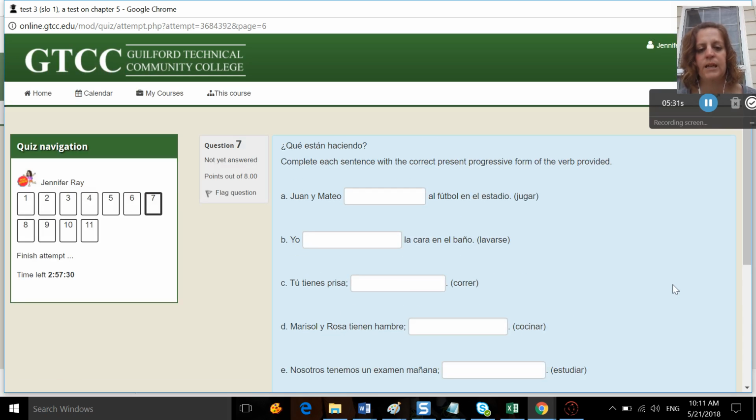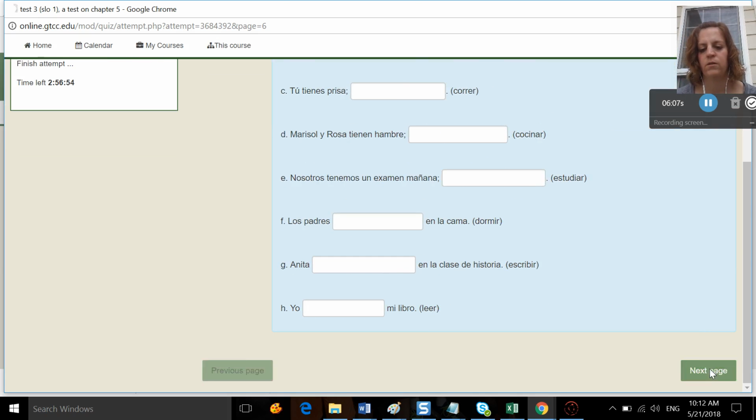And here, ¿qué están haciendo? Complete each sentence with the correct present progressive form of the verb provided. Remember, present progressive takes the form of estar and then the present participle. So each verb that's in parentheses, you will put in its present participle form. And then you need a form of estar conjugated to reflect who it is that's playing football or who it is that's washing their face. And if you have a reflexive pronoun, you have to do something with it as well. Remember, it can either go in front of the conjugated verb, which would be the estar, or attached to the present participle, which is the ando yendo word.